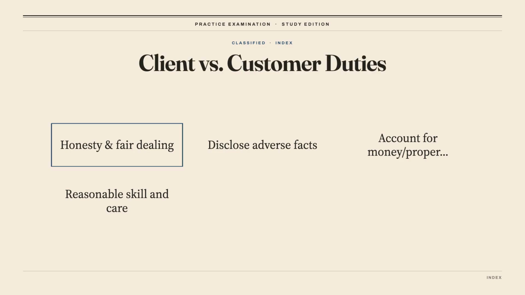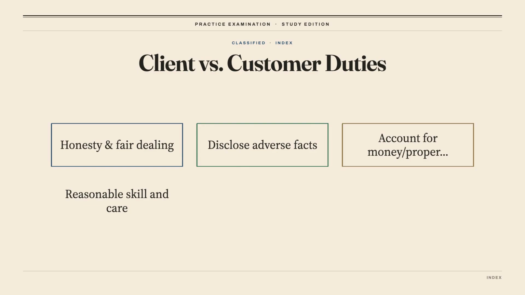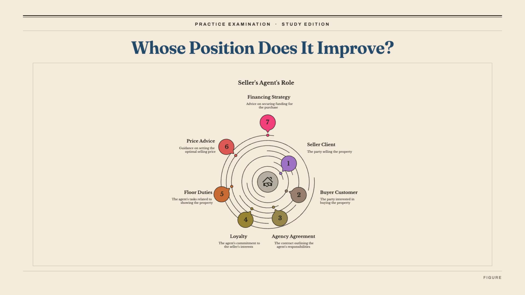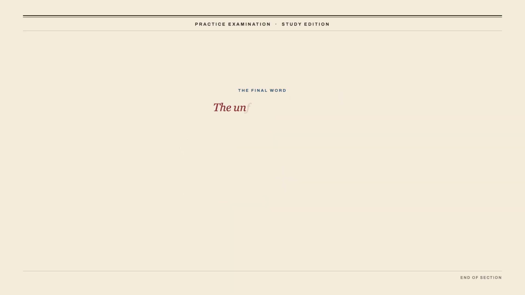The agent does owe the buyer real duties, but those floor-level obligations are owed to everyone: honesty and fair dealing, disclosure of adverse material facts, accounting for money and property, and reasonable skill and care. Advocacy is different and it belongs to the client alone. Advising the buyer on price or financing strategy is advice that improves her position at the seller's expense. The agent has shifted from serving her client to helping the party across the table.